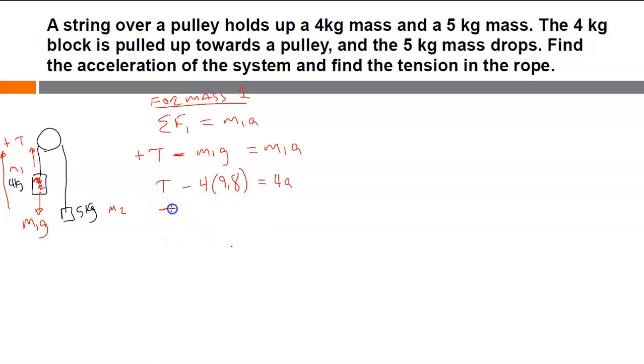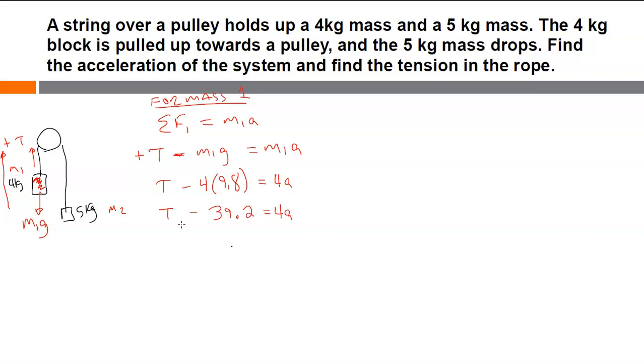So I'd end up with this equation. All I can do is simplify 4 times 9.8. That'd be 39.2 equals 4a. You notice I left the units out there. I try to get this as simple and as clean as possible.